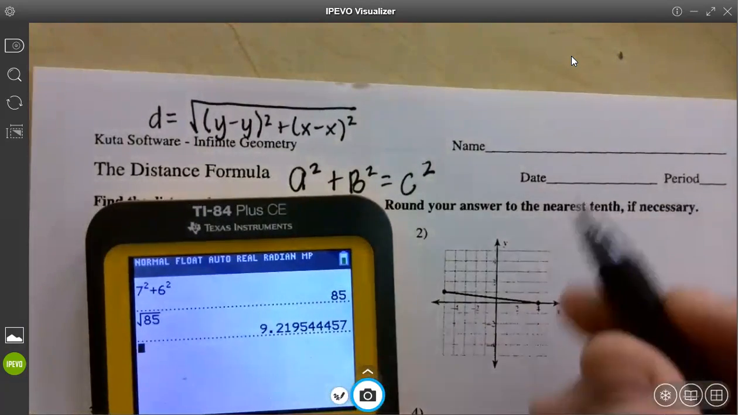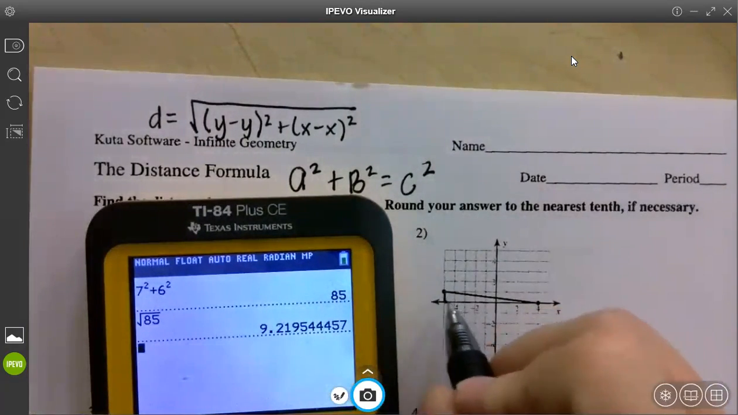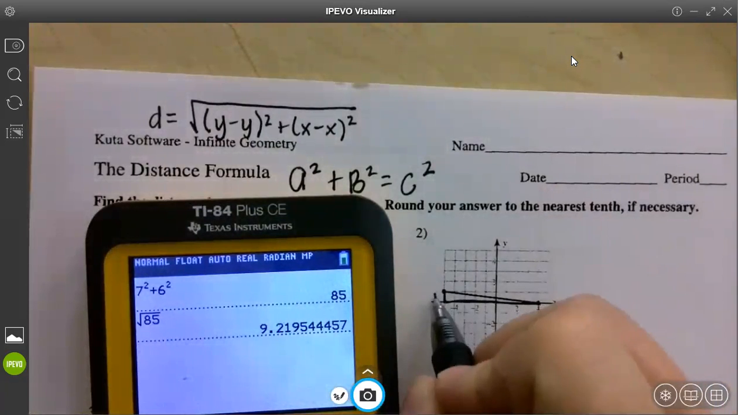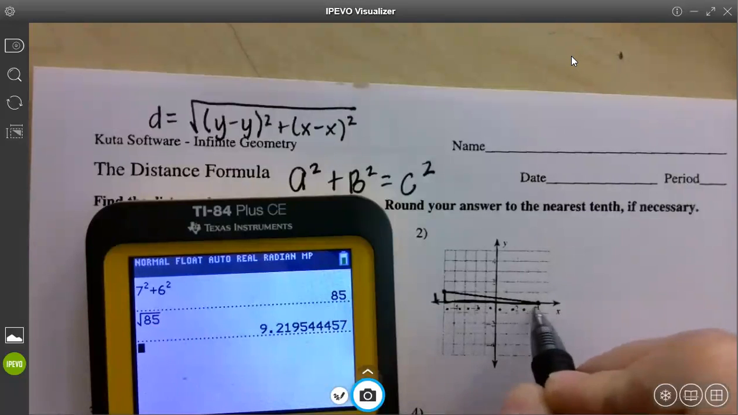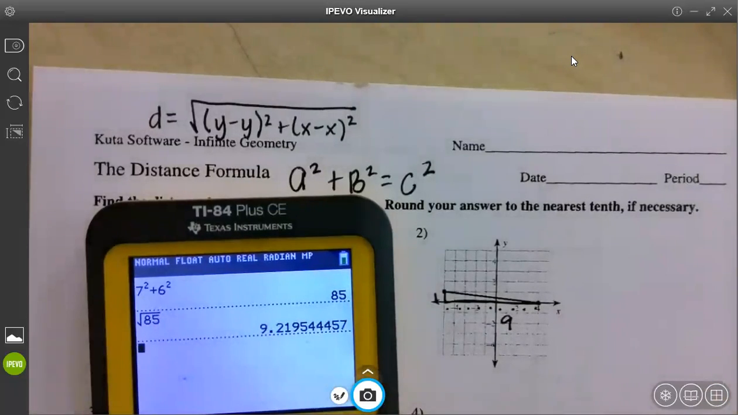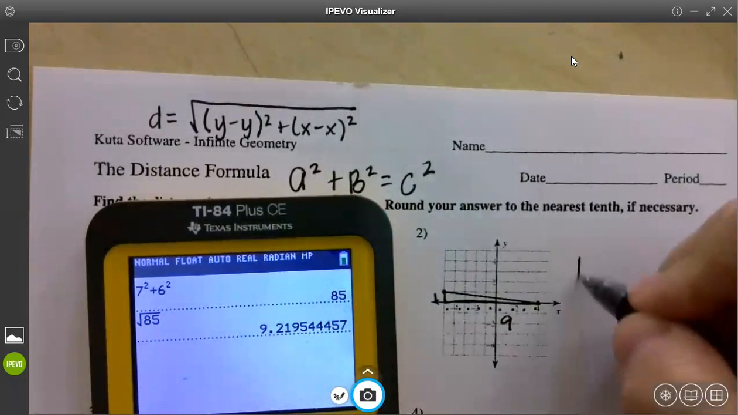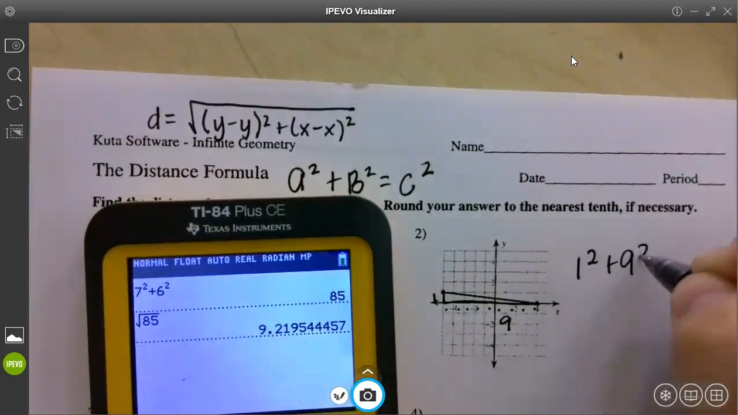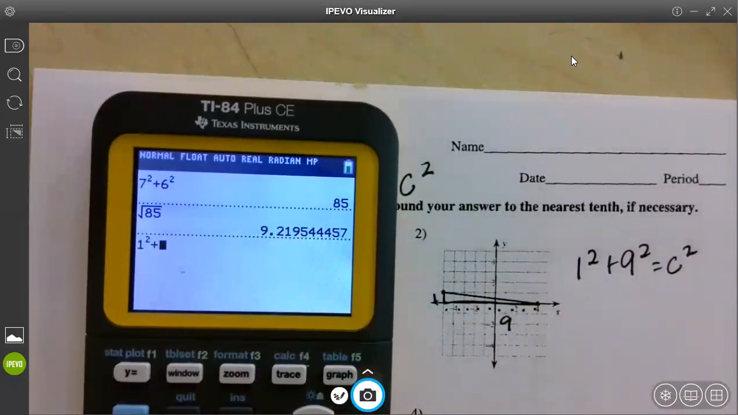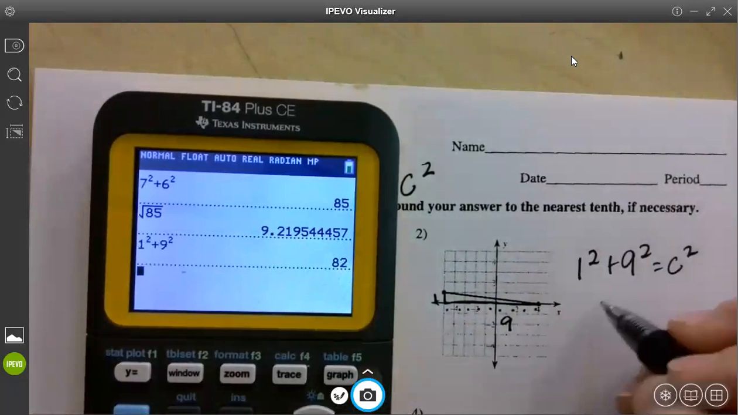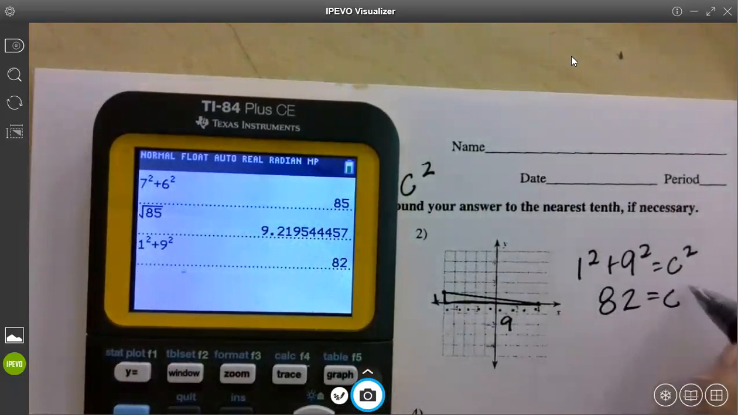We're going to do the same thing. We're going to do our rise over run. Here's our rise. Here's our run. So we did a rise 1. And we ran 9. It does not matter what order you put them in. Just square them both. 1 squared plus 9 squared equals c squared. Then use your calculator from here on out. 1 squared plus 9 squared is 82.